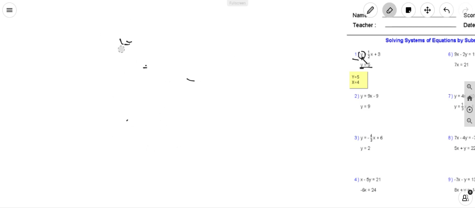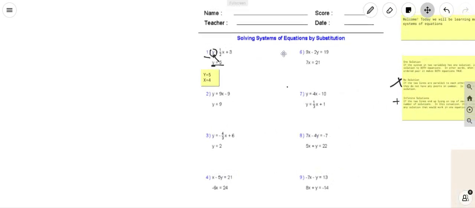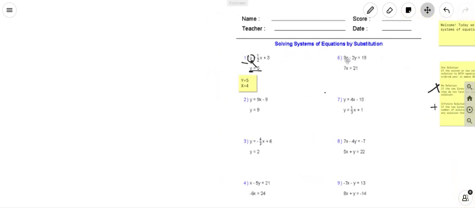So for the second problem, it looks a little bit more difficult, but the same concept applies. Here it says 9x minus 2y equals 19. And on the bottom, the second equation says 7x equals 21. Right off the bat, I can see something we can do that will ensure we have a more simplified answer.